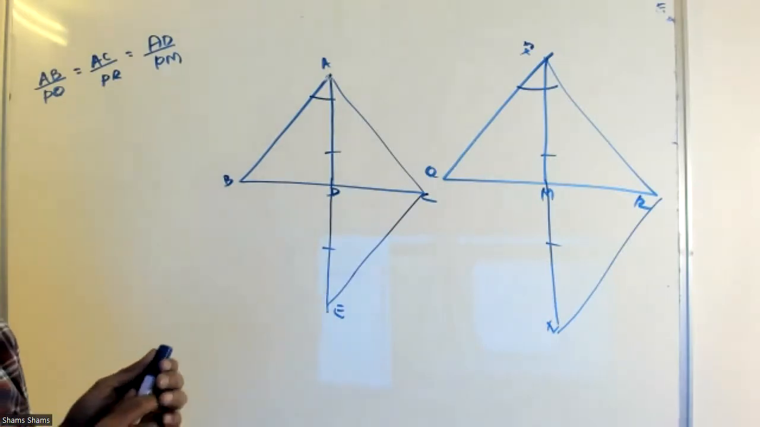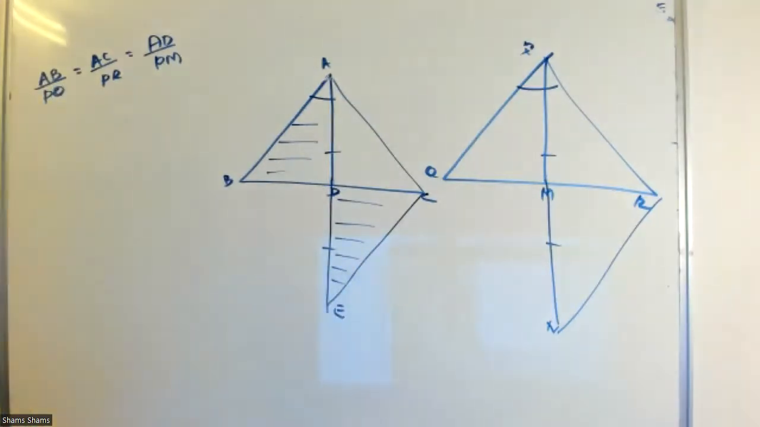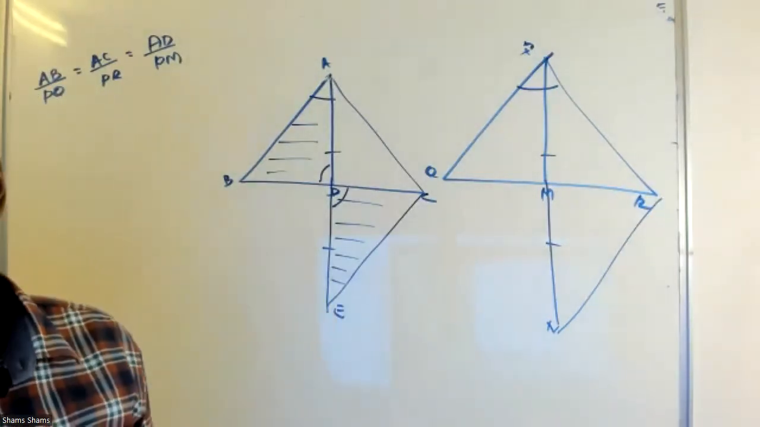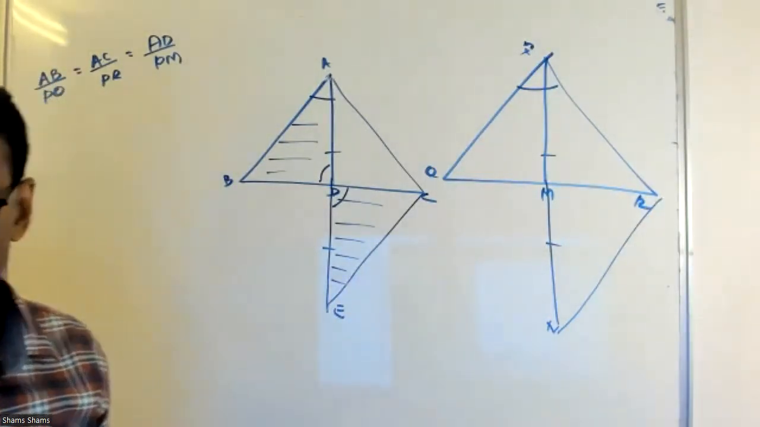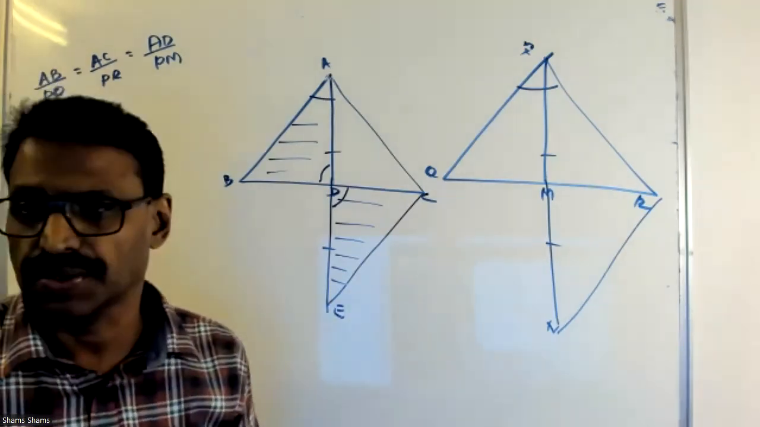Question to Janil. Janil, can you show these triangles as congruent? Yes, sir. Angle ADB is equal to angle CDE, vertically opposite angles. Okay, one reason, fine. Kishore, tell me the next reason. AD is equal to DE. Why? By construction. Correct.